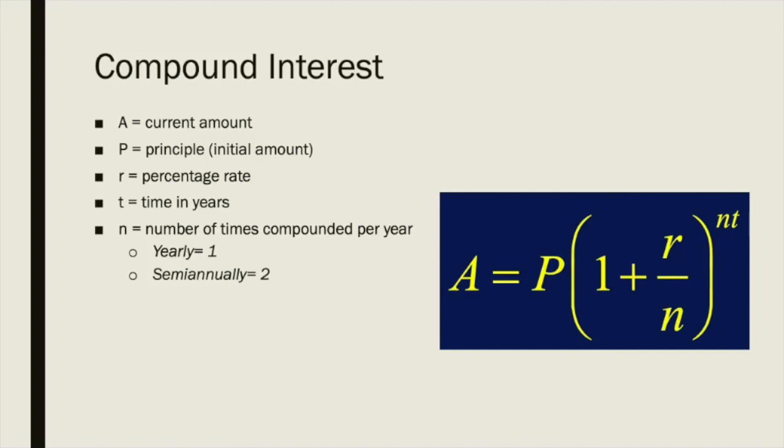Semi-annually means it's compounded twice a year. Quarterly is 4 times. Monthly is 12. Weekly is 52. These all seem very straightforward, I hope. The last one I'm going to give you is going to seem a little strange, and I don't even know why, but daily is going to be 360, not 365.